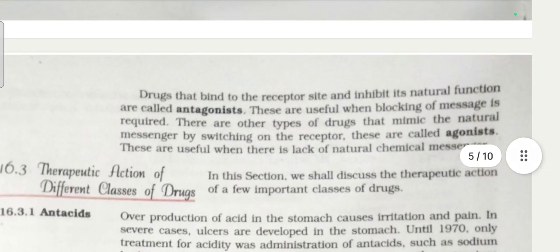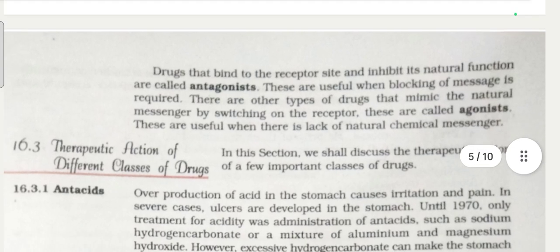Drugs that bind to the receptor site and inhibit its natural function are called antagonists. These are useful when blocking of message is required. There are other types of drug that mimic the natural messenger by switching on the receptor. These are called agonists. These are useful when there is a lack of natural chemical messenger.